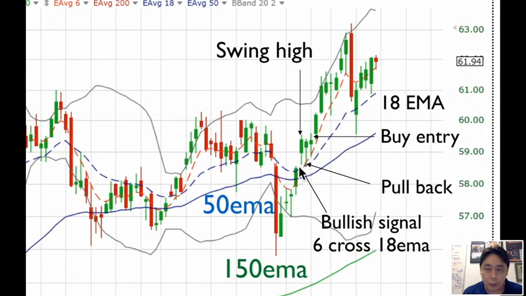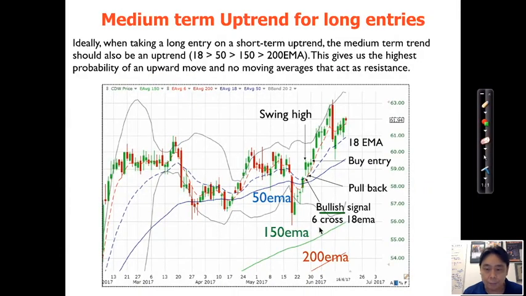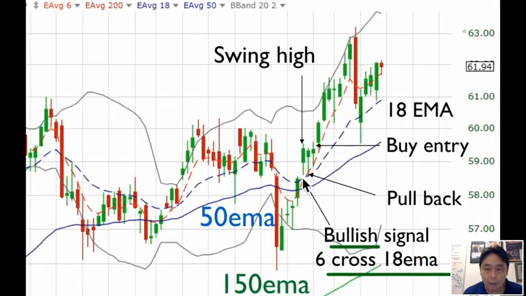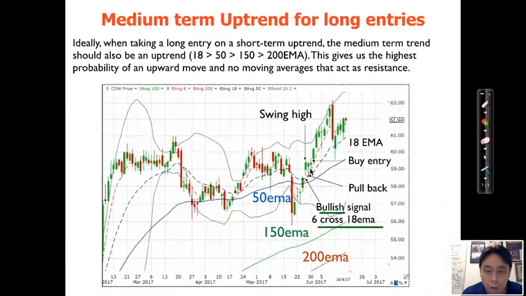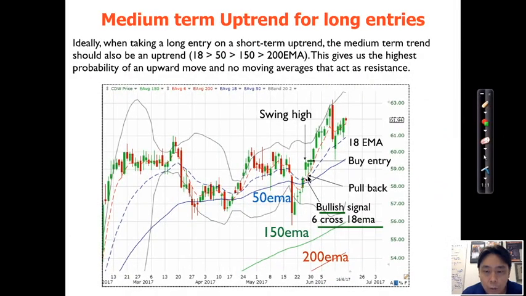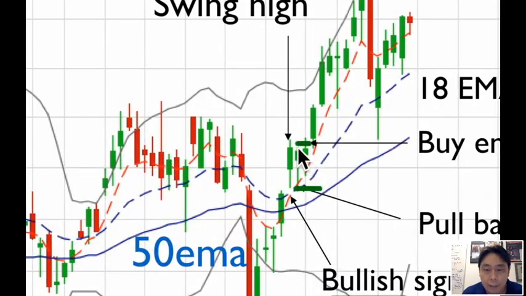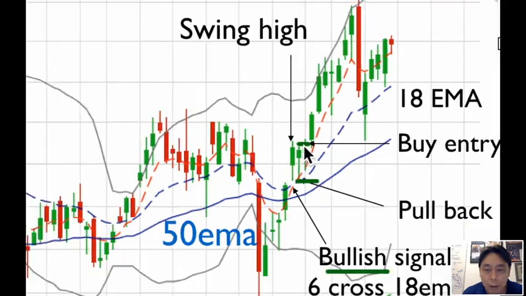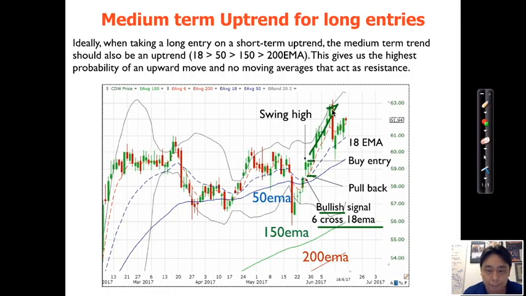the 6 EMA crossing above the 18 EMA. Can you see that signal? This is a bullish signal, right? And right after that, we have got a swing high candle. That's my swing high candle. And right after the swing high, we have got a pullback. That's my pullback candle. So my buy entry would be a few cents above the high of that candle. My stop loss will be below that candle. Next day, the price goes up, triggers my buy order, and boom, I'm in the trade.